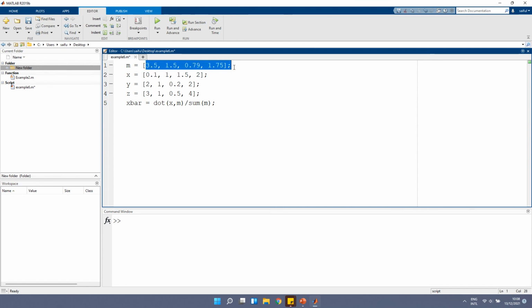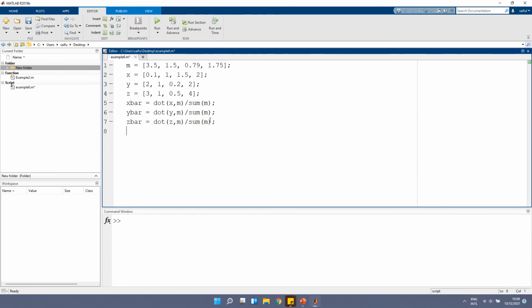You can just use the sum function, and inside the bracket you put the variables that you want to sum. Next you have y bar equals the dot product of y comma m divided by the sum of m. Lastly you have z bar equals the dot product of z comma m, you need a semicolon here. Then you divide it by, as usual, sum of m.